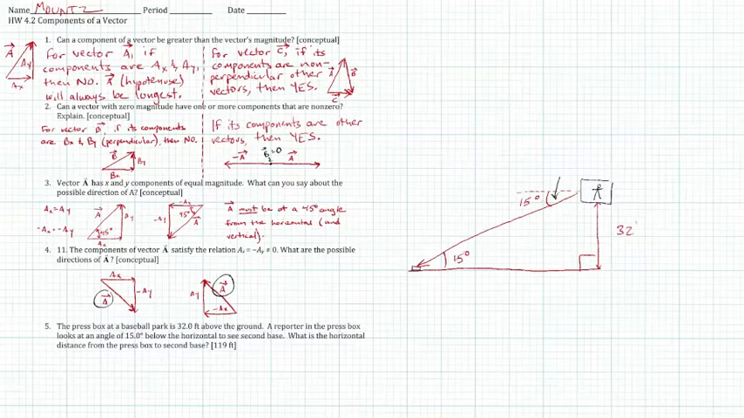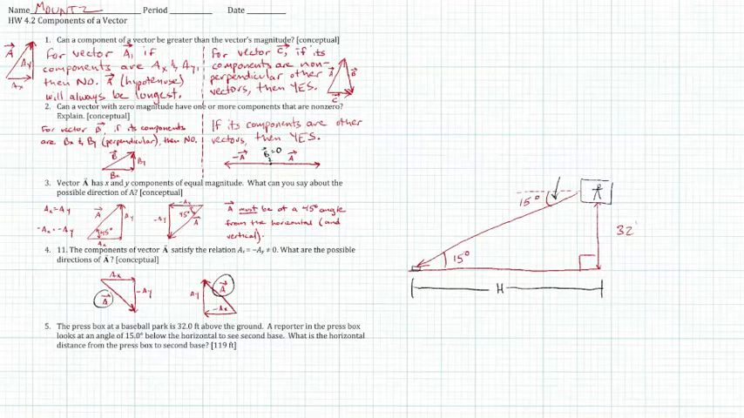And what are we trying to find? We're trying to find the horizontal distance, and I'll write it as h right here. This horizontal distance from directly below our reporter friend to second base. Okay, he's 32 feet up in the air. What is that horizontal distance?